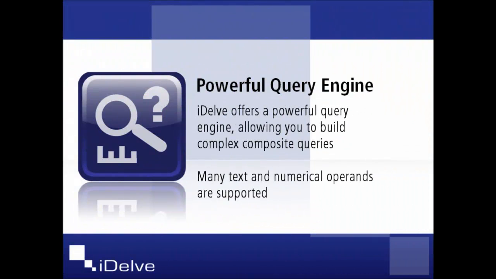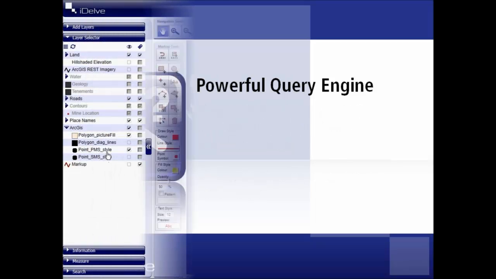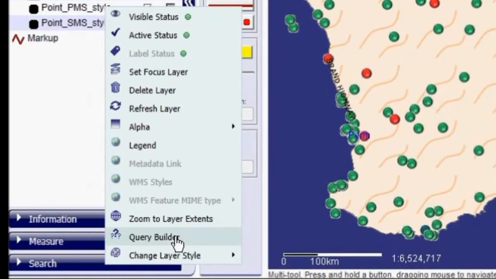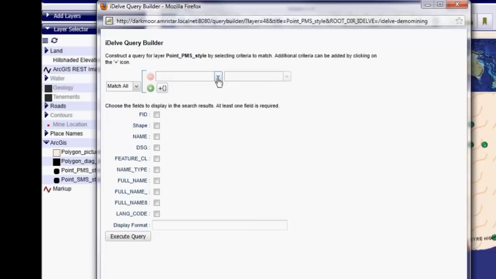Sometimes the search needs to be complicated, perhaps only certain subsets of the data, or certain resultant fields may be required. The powerful iDelve query tool uses an intuitive logic generation interface and allows for multiple criteria, clauses and result filtering. Again, using the right click on a layer will bring up the query builder tool.